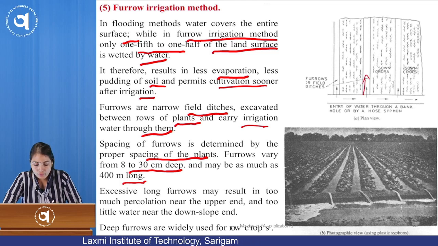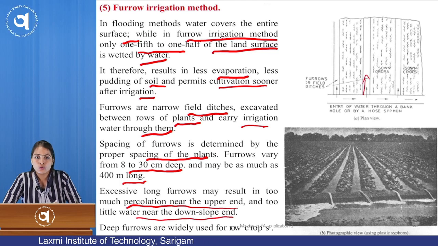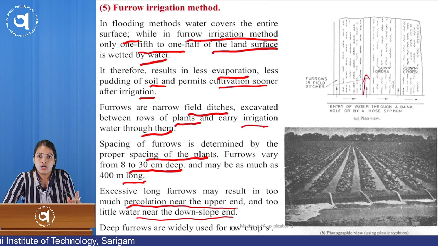Excessively long furrows may result in too much percolation near the upper end and too little water near the downslope. Some demerits are also there: if you have very long furrows, the water will not be able to reach the tail end, that is, the lower end. So deep furrows are widely used for low crops.